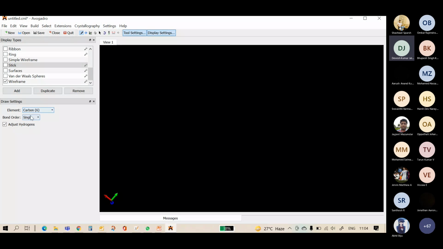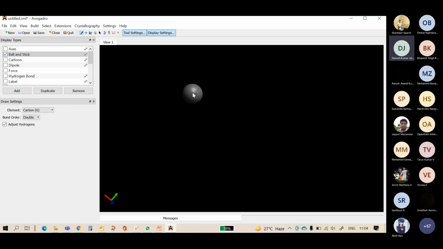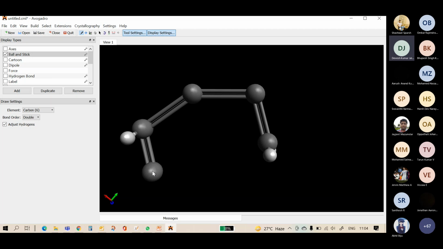Now, in the case of benzene, you have to select double bond. Let's click and get the... Sorry. In this case, you can go for ball and stick. It will be easier. So remove hydrogens. Click and drag. So you'll have a carbon-carbon double bond. Click and drag. Click and drag. Click and drag. Click and drag.